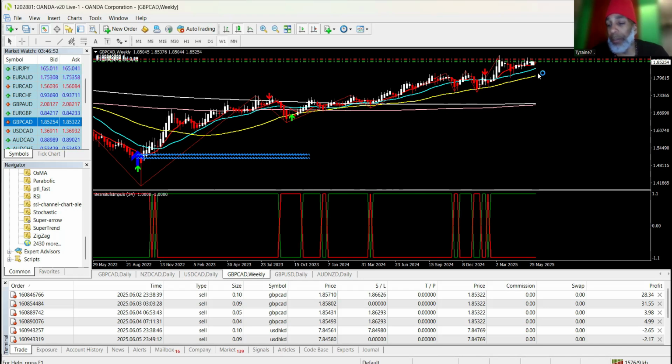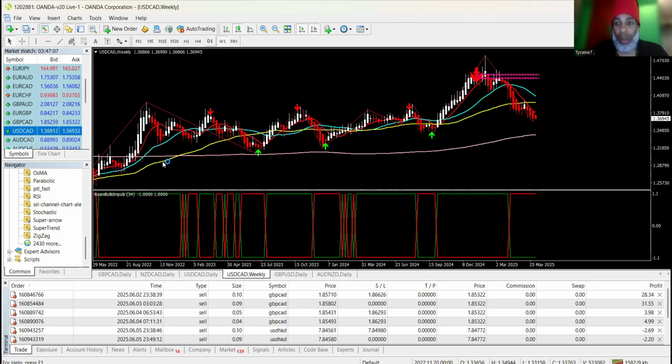But I'm already up. So, you know, I'm pretty much at break even. But this is one that I'm looking for and potentially opportunities to scale in. So let's keep going. USD CAD.